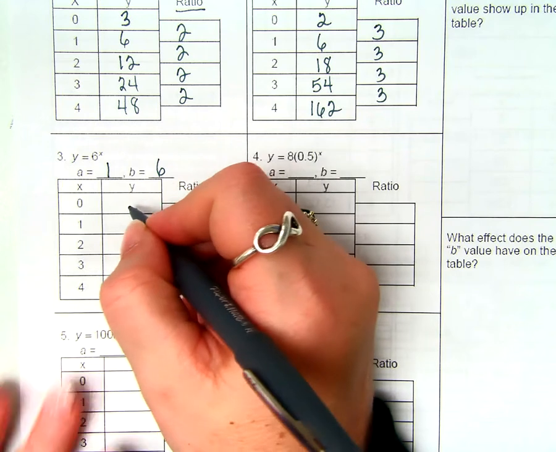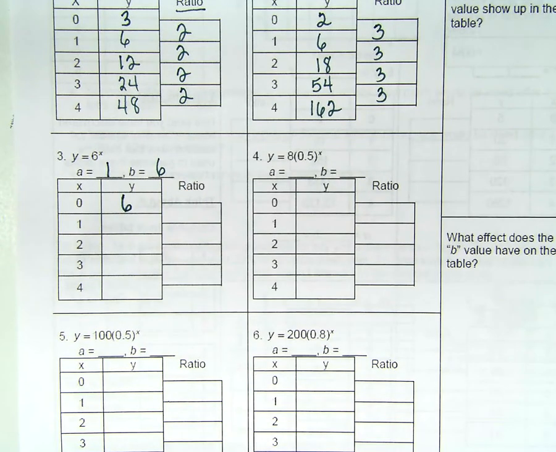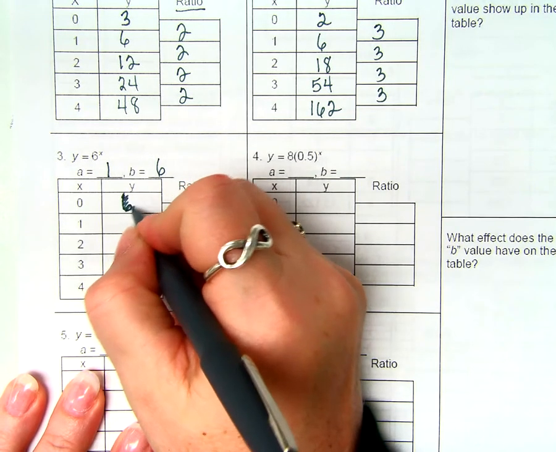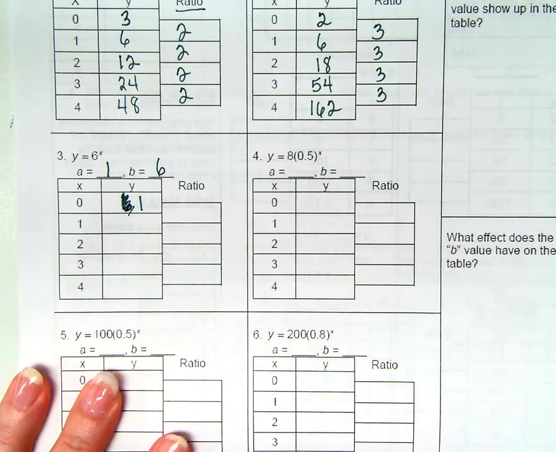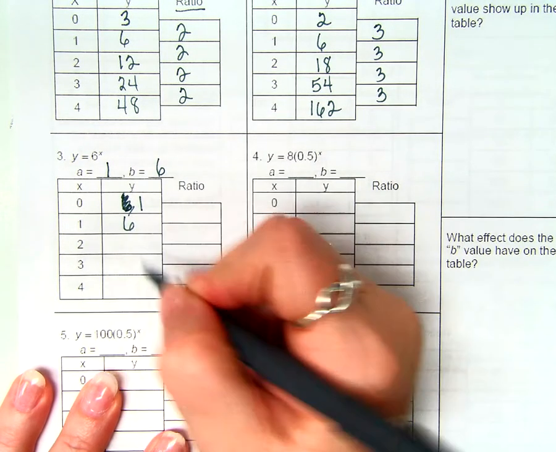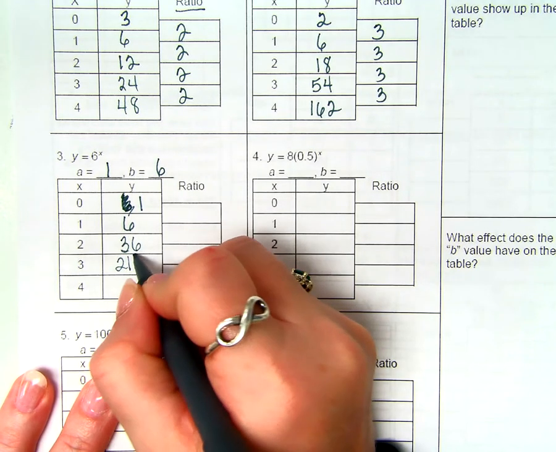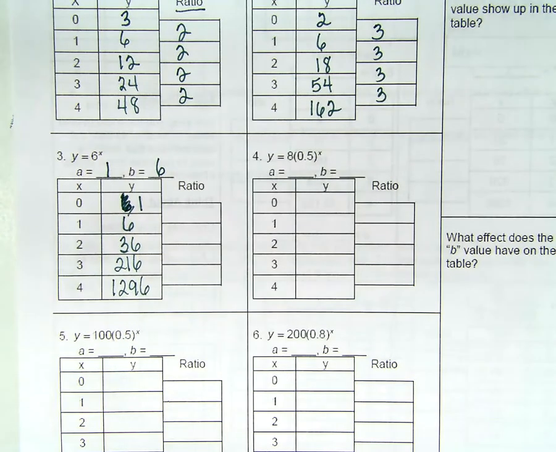When x is 1, 6. Oh, sorry. I wrote the wrong thing. I apologize. You said 1 and I wrote 6. I don't know why. 1 is 6. What's 2? 36. What's 3? 216. And what's 4? 1296. Either one's fine. Okay? What about the common ratio?